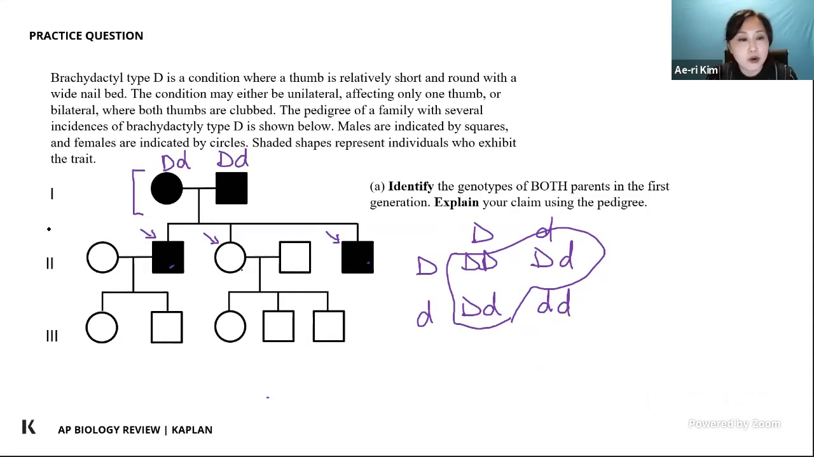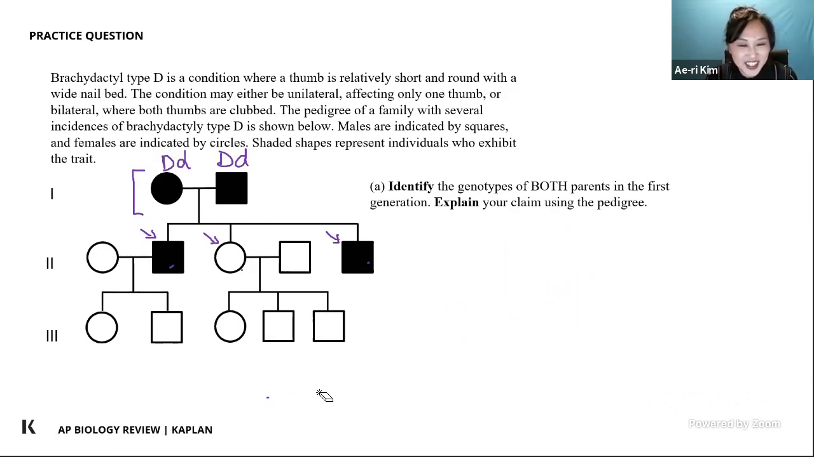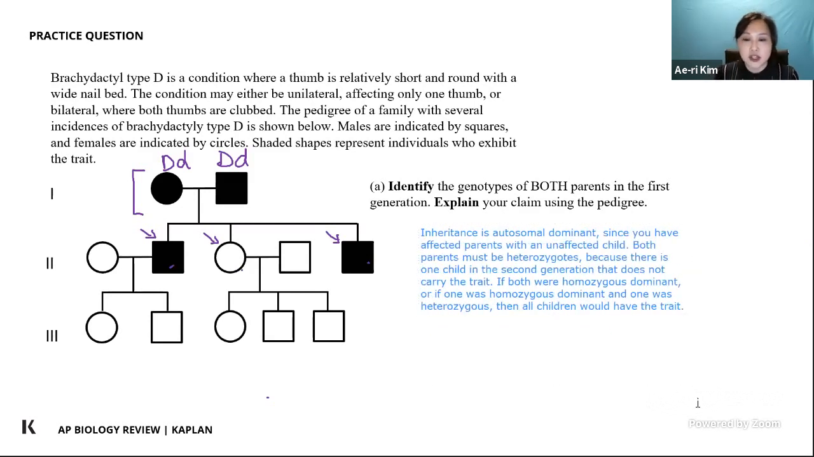Okay, so a proper written response here. Remember, you can't just throw whatever you want here. You can't just say the heterozygotes are just heterozygotes, you need full sentences. This would be an example response if you're looking for one. Inheritance is autosomal dominant since you have an affected parent with an unaffected child, and the parents must both be heterozygotes because there's a child in the second generation that is not carrying the trait. If both of them were homozygous dominant, or if one was homozygous dominant and the other heterozygous, then all children would have this trait.